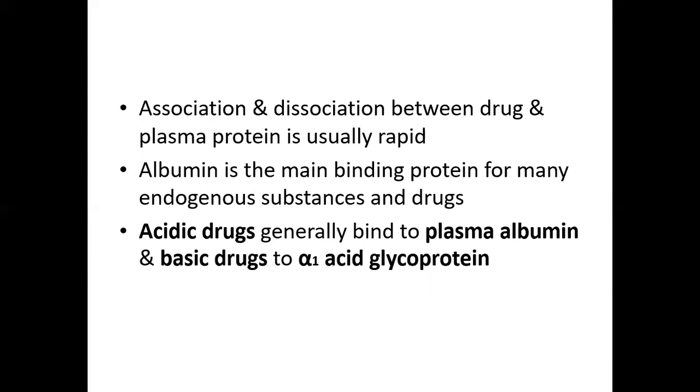Association and dissociation between drug and plasma protein is usually rapid. Albumin is the main binding protein for many endogenous substances and drugs. As we have discussed, the main proteins are albumin as well as alpha-1 acid glycoprotein. Acid drugs generally bind to plasma albumin, whereas basic drugs bind to alpha-1 acid glycoprotein.